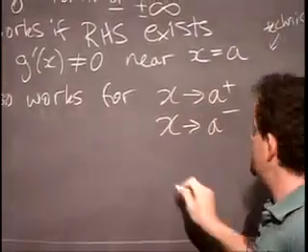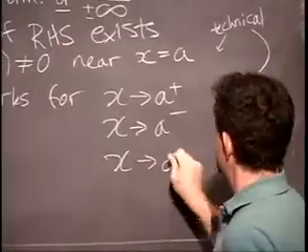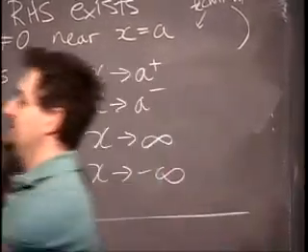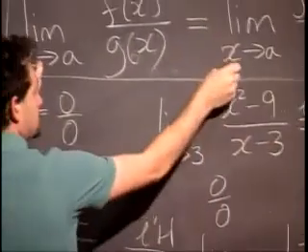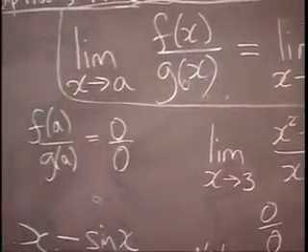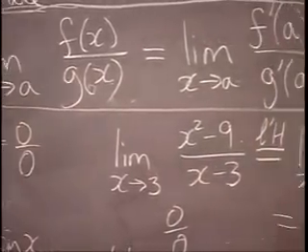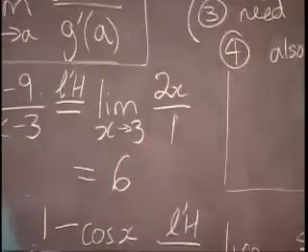And it even works at infinity, as long as, of course, you replace both of these by the same thing. So these could both be right-hand limits, left-hand limits. They could both be limits at infinity or minus infinity.